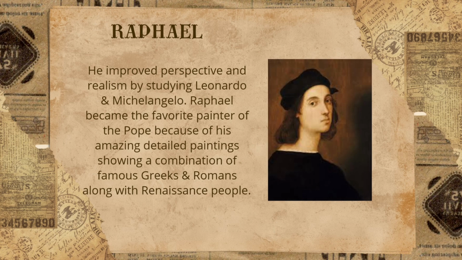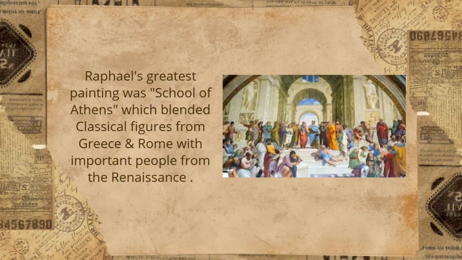Raphael. He improved perspective and realism by studying Leonardo and Michelangelo. Raphael became the favorite painter of the Pope because of his amazing detailed paintings, showing a combination of famous Greek artists along with Renaissance people. Raphael's greatest painting was School of Athens, which blended classical figures from Greece and Rome with important people from the Renaissance.